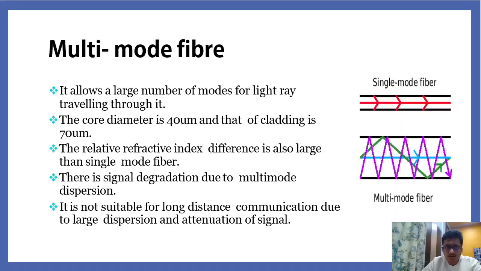Multi-mode fiber. It allows a large number of modes for light rays traveling through it. The core diameter is approximately 40 micrometers and that of cladding is 70 micrometers. The relative refractive index is also larger than the single-mode fibers. As the light rays travel in many directions, it leads to dispersion and attenuation of signals. Moreover, multi-mode fibers cannot be used for longer distances.